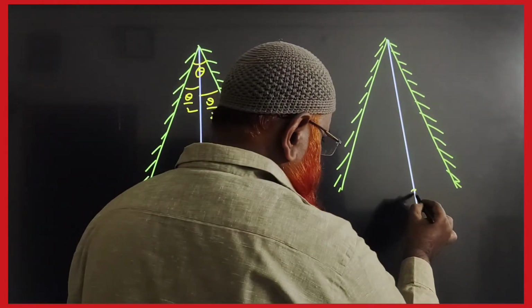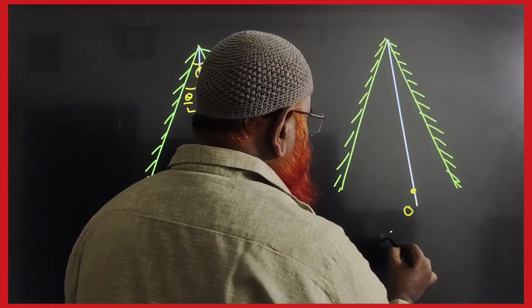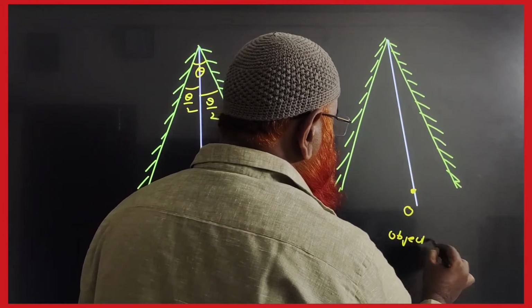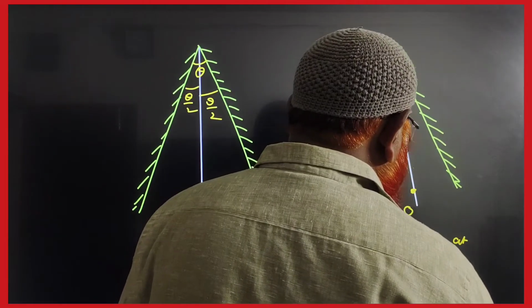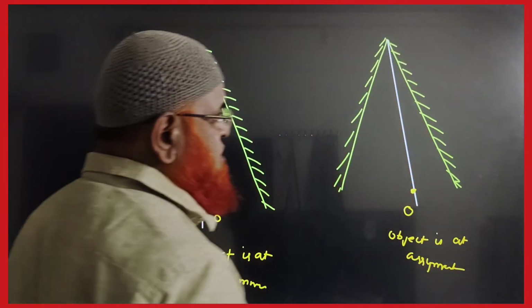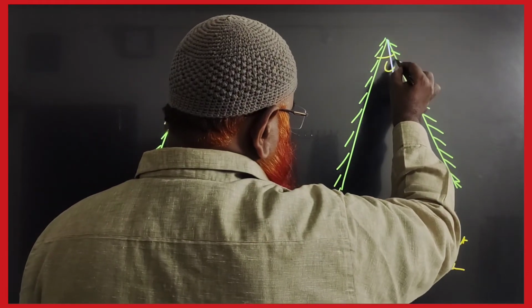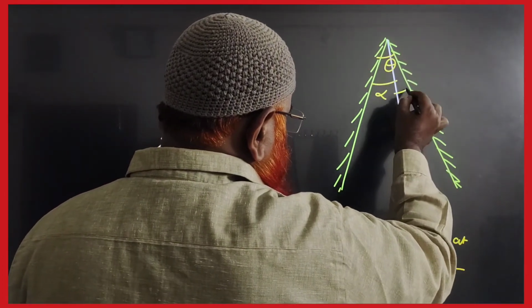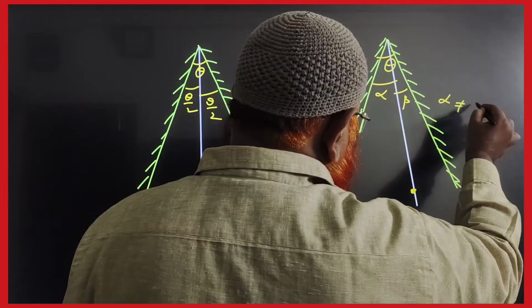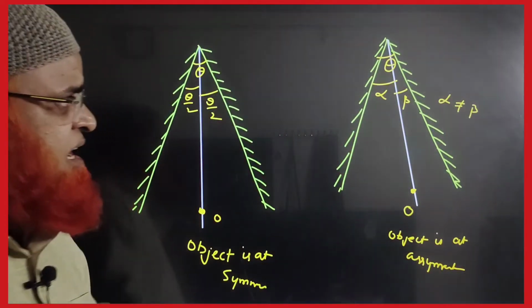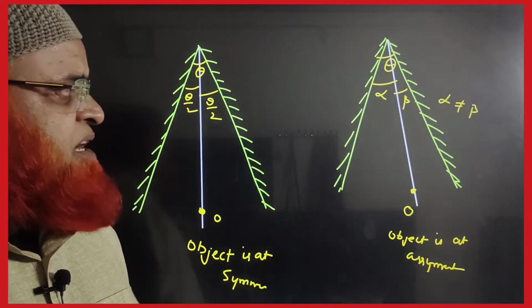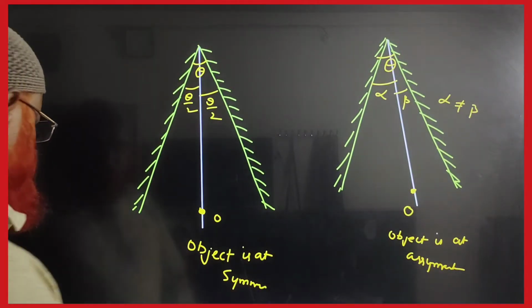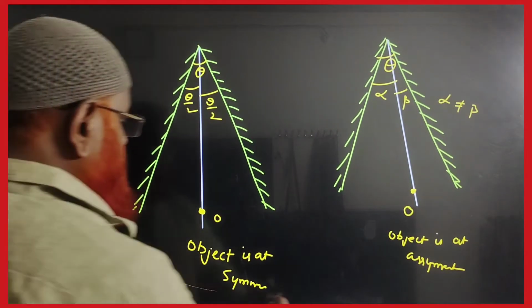Now in the second case, the object is placed here. Object is at asymmetry. Asymmetry is nothing but not symmetry. So even though the angle between the two mirrors is theta, this is alpha and this is beta, and alpha is not equal to beta here. So as alpha is not equal to beta, let us see what is going to happen. Understood? So these two cases you are going to see here.